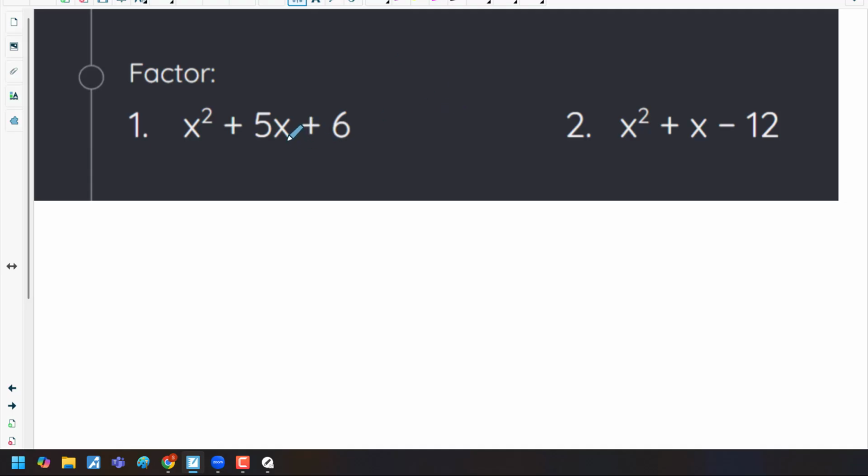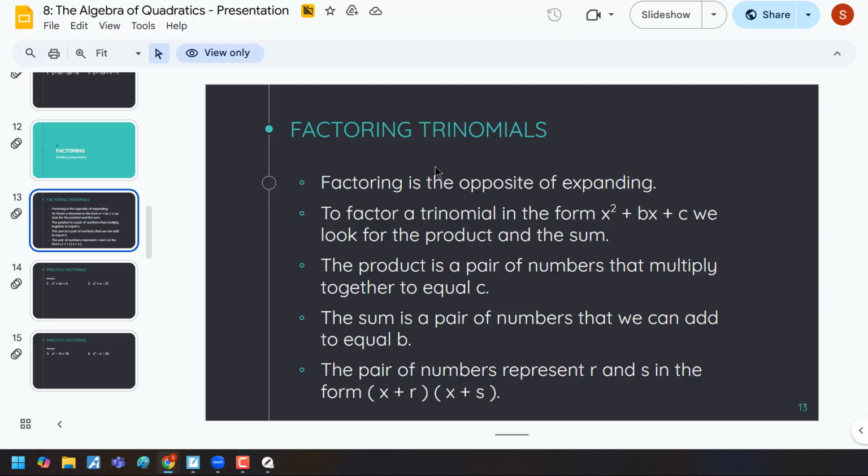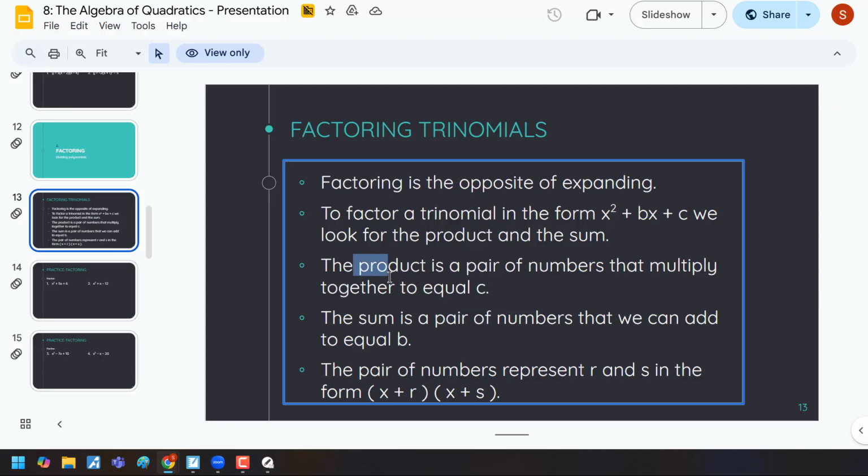So what do we do? The very first thing you need to do is write your a, b, and c values. A value is this one here, which is 1. Your b value is this one here, which is 5 in this case, and your c value is 6. And what did the question say to do with these values here? We need to find the product of a pair of numbers that multiply to equal c, and the sum is a pair of numbers that we can add to equal b. So b and c.